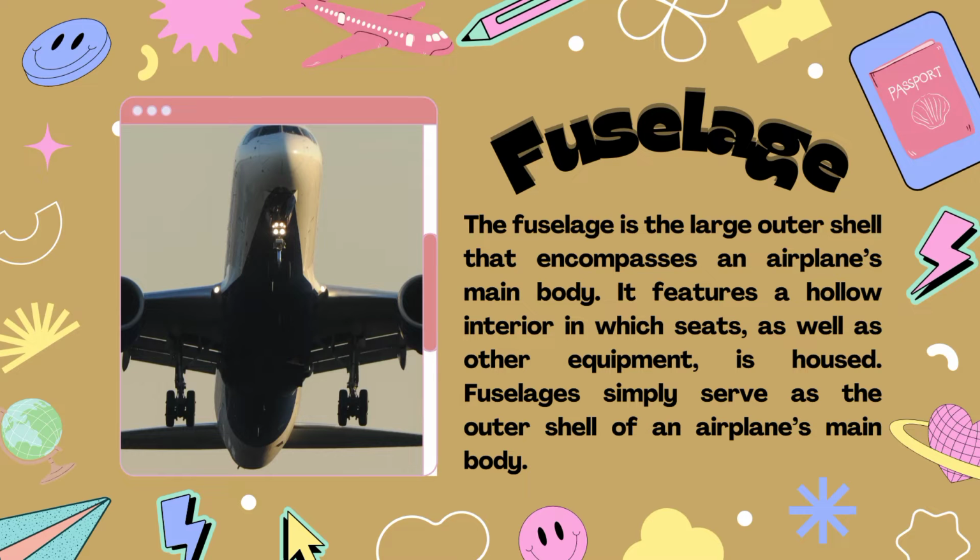First is the fuselage. The fuselage is the large outer shell that encompasses an airplane's main body. It features a hollow interior in which seats as well as other equipment are housed. The fuselage is the long, narrow tube that carries passengers and cargo. It is also referred to as an aircraft's body. The cockpit is located in this area, so the pilots are in front of the fuselage.